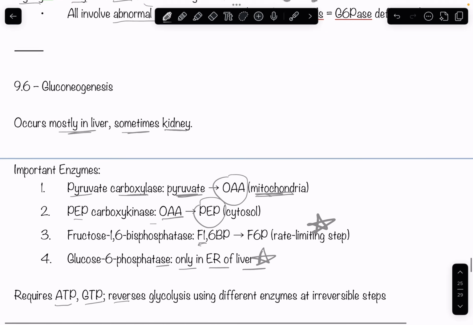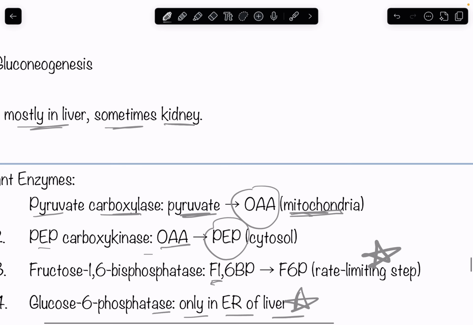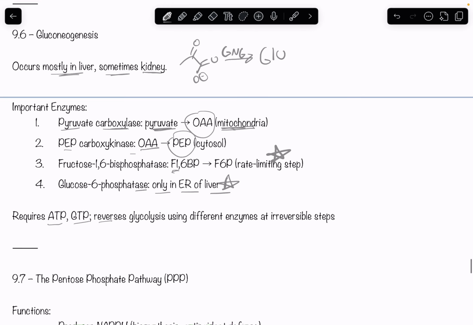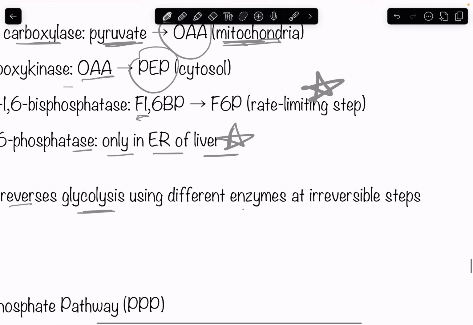So what you need to know about gluconeogenesis is it's the formation of glucose, okay? It's when you take pyruvate, which looks like this, into your glucose, okay? And that happens through gluconeogenesis. So again, it reverses glycolysis, using different enzymes, okay?